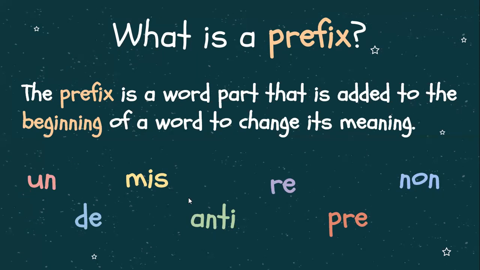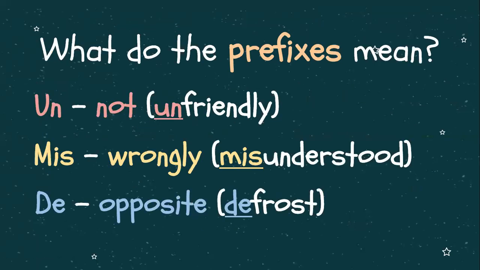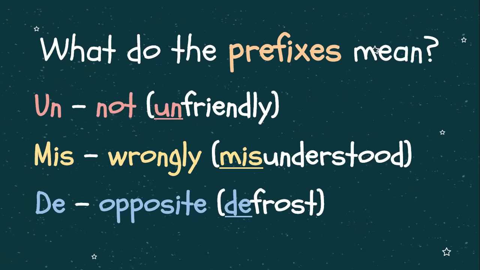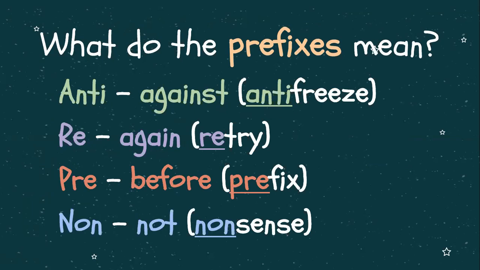I'm going to give you some examples now. So un means not, mis means wrong, de means opposite. For example, defrost, misunderstood, unfriendly. Anti means against, opposite, anti-freeze. Re means again, retry. Pre means before, prefix. Non means not, non-stop, nonsense. So you can learn these: un, not; mis, wrong; de, opposite; anti, against; re, again; pre, before; non, not.